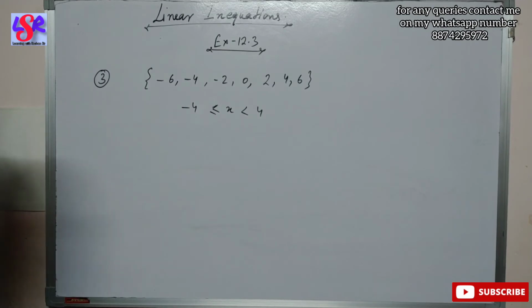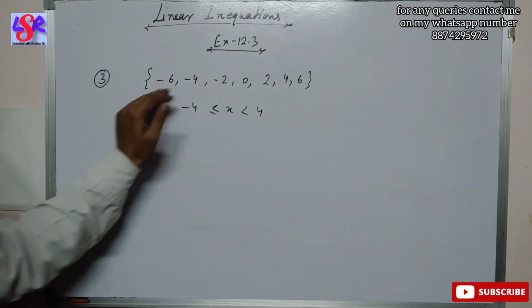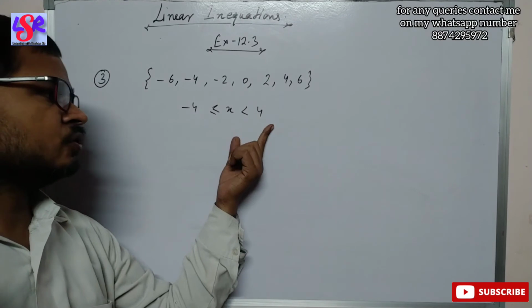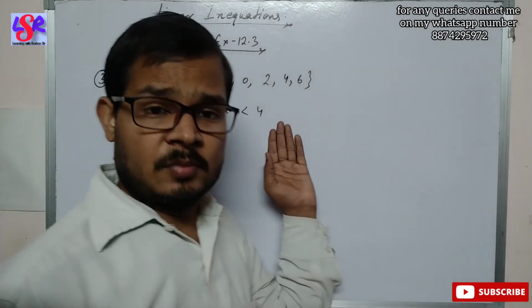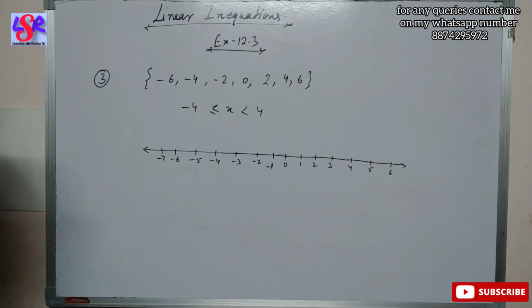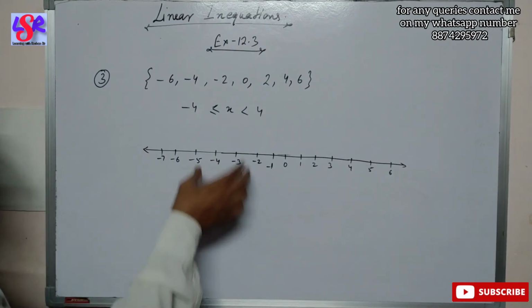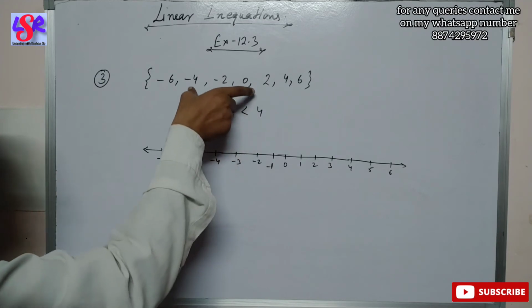Now here in question number 3 we have been given with this set as a replacement set and we are having the solution set as this one. Now here we have to represent this one in a number line. Now here we are having the number line और हम इसमें वो numbers plot करेंगे जो इस set में आते होंगे और इसमें भी present हो.